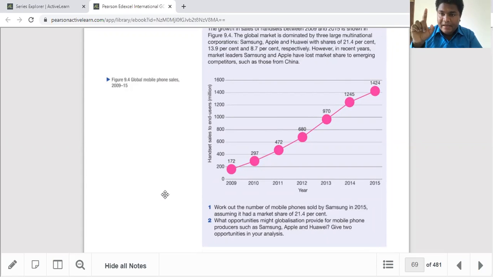Now give some application. In this case, with sales of over 300 million handsets, as we calculated in the previous question, Samsung was able to take 304 million in market share. So Samsung should be able to exploit economies of scale by selling over 300 million handsets, right?